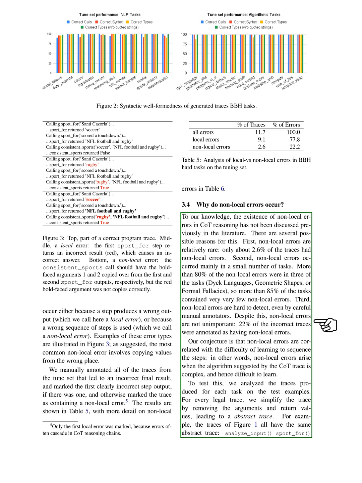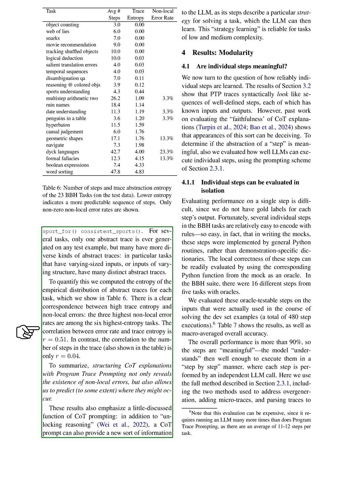To investigate this, we analyzed the traces for each task in the test examples. We simplified each legal trace by removing specific arguments and return values, resulting in an abstract trace. For instance, multiple traces might share the same abstract trace, like analyze_input sport_ for consistent_sports. Some tasks generated only one abstract trace for all test examples, while others produced a variety of abstract traces, especially those with inputs of different sizes or structures.